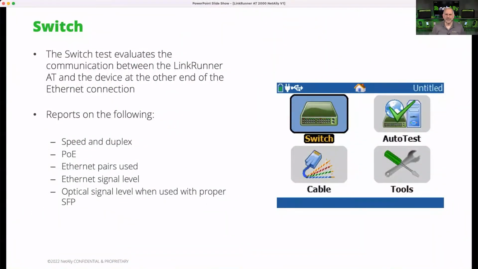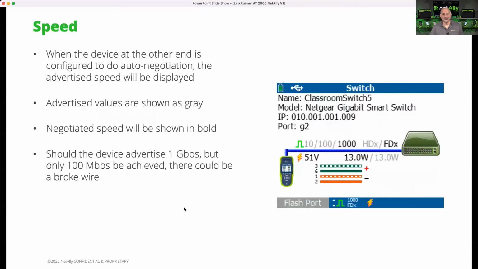so that we know how to interpret that. So if we come over here and we look at our switch information, what do we get? This is going to give us speed and duplex. It's going to tell us if we have PoE. It's going to tell us which Ethernet pairs are used, if our signal is good, and if we're connected to an optical connection, what our optical signal strength is.